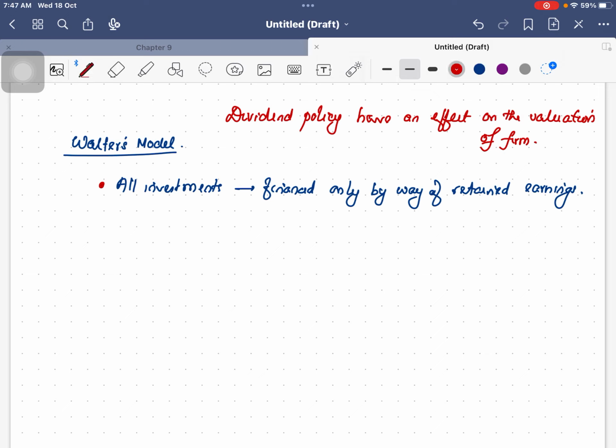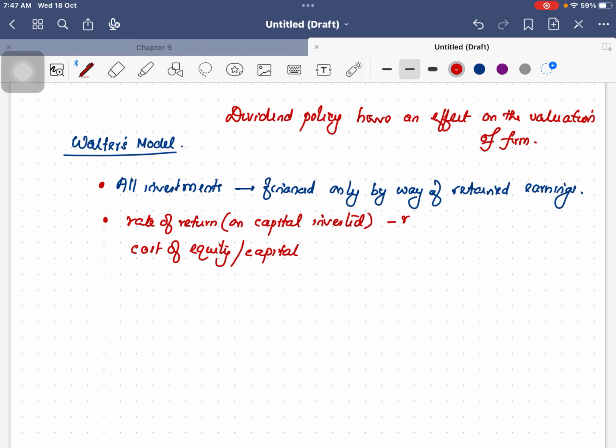Now the second assumption. Here you have two things. One is the rate of return on capital employed or capital invested, and that is denoted as R. Then you have cost of equity. We don't have any debt, so we can say cost of equity or cost of capital, both will be the same as there is no debt. And that is KE. And both R and KE will be constant.